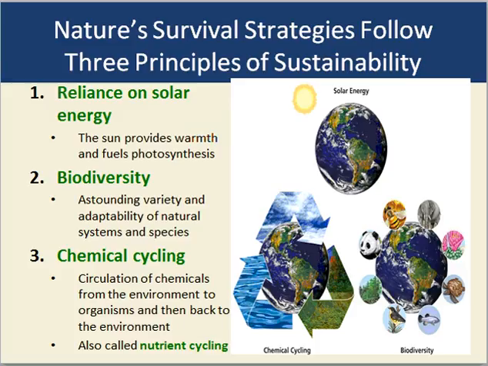Nature's survival strategies follow three basic principles, starting with our reliance on solar energy. The sun warms the earth, it fuels photosynthesis, which leads us to two, which creates our outstanding biodiversity, which then leads us to three, the chemical cycling or circulation of the chemicals from the environment to the organisms and then back to the environment, also known as nutrient cycling.